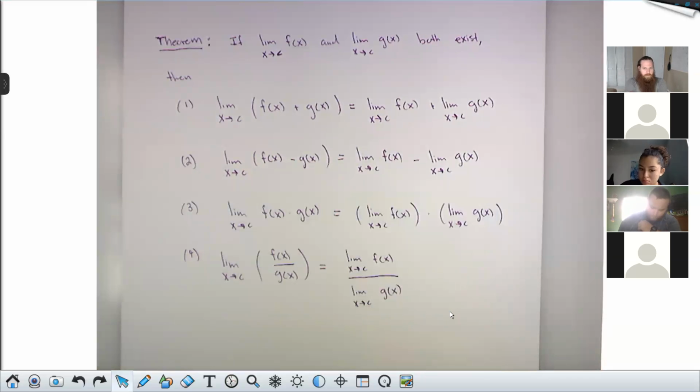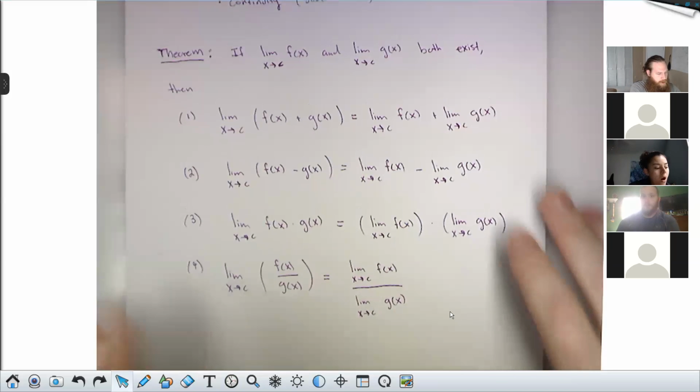There are some other limit rules, or limit laws like this, that I want to show you. But these ones are the kind of foundational ones. So let me go ahead and show you the rest of these.